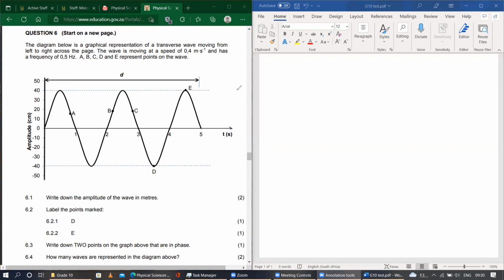So they say the diagram below is a graphic presentation of a transverse wave moving from the left to the right across the page. They give you the speed. It moves at 0.4 meters per second. And they give you the frequency, which is 0.5 hertz. And these are just points on the wave: A, B, C, D, and E.